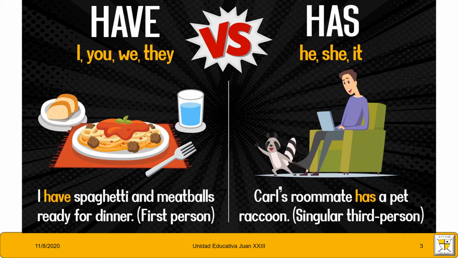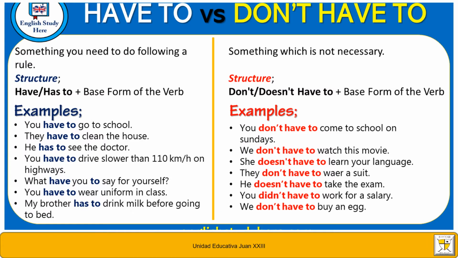Here we have when we use have and when we use has. We use have with I, you, we, they, and has with he, she, it. That is the third person. Have to versus don't have to. Have to is something you need to do following a rule. Structure: have or has to plus the base form of the verb.